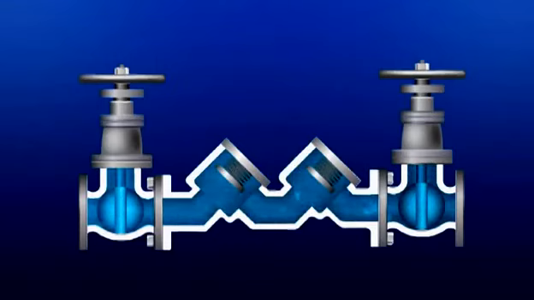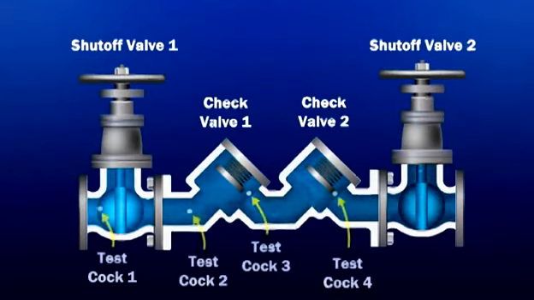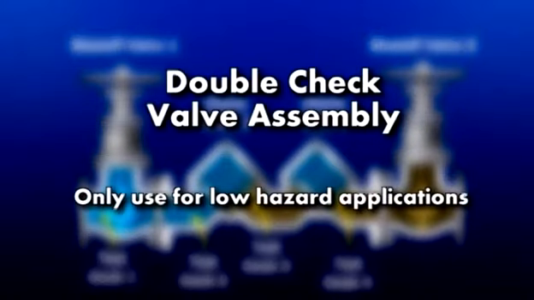Double check valve assembly. This assembly consists of two internally loaded independently operating check valves installed as an assembly between two resilient seated shutoff valves and four properly located test cocks. In normal operation, the check valves will open to allow water to pass through. In a back pressure situation, the second check should close. If it doesn't seal properly, the first check will back up the second. The DCVA is only used for low hazard applications.